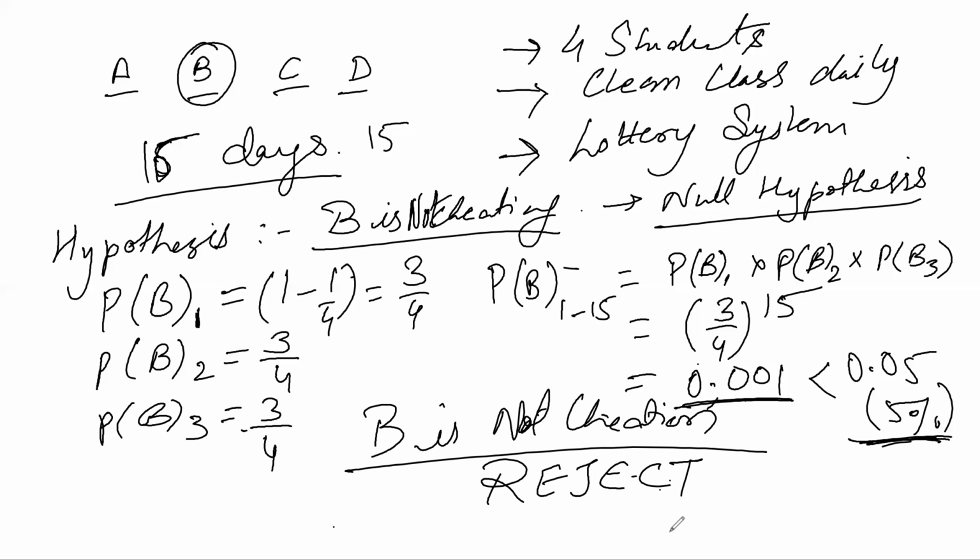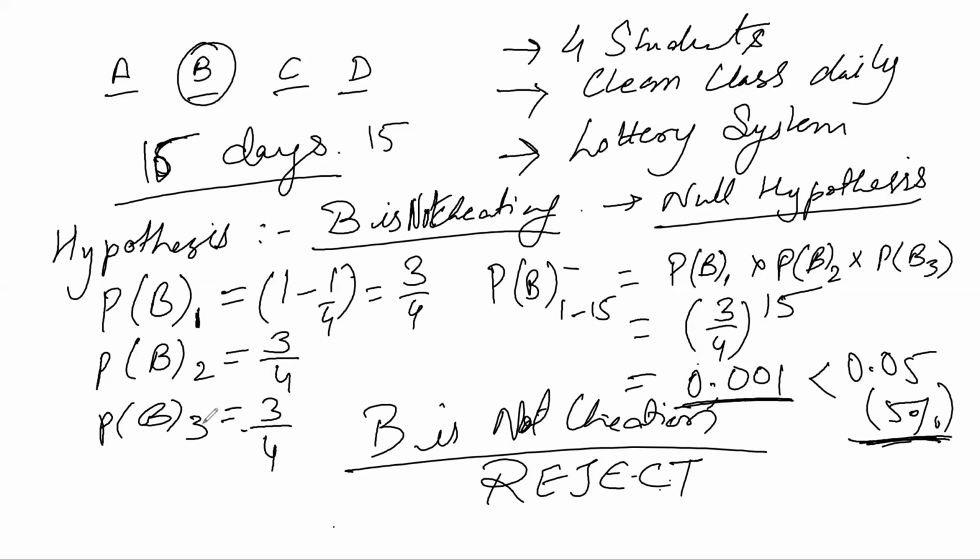So yeah, this way we can do hypothesis testing, right? In this example we used probability, and this was a binomial probability distribution. So that is why we used this way to calculate probabilities, right? But you can calculate probabilities using a normal distribution plot as well, right?